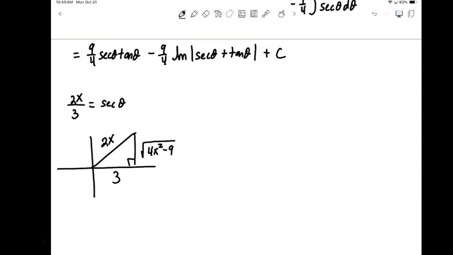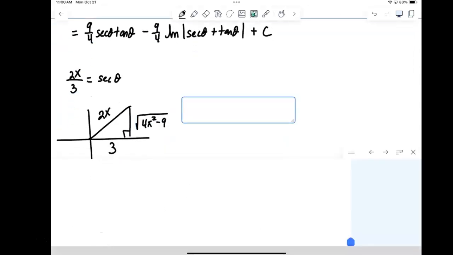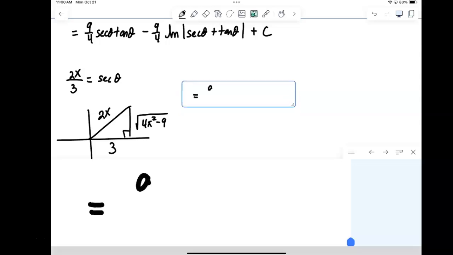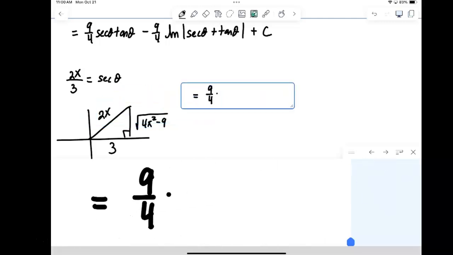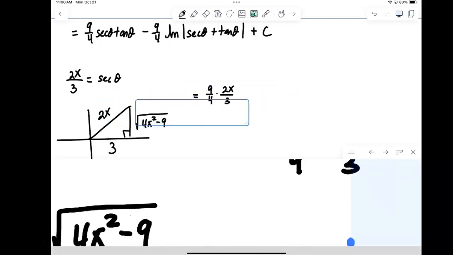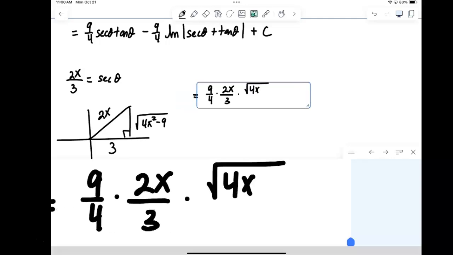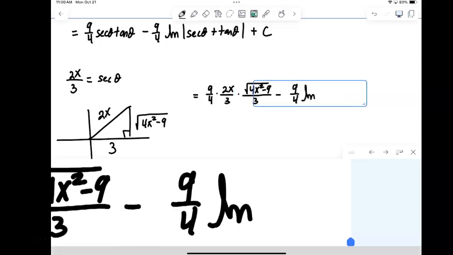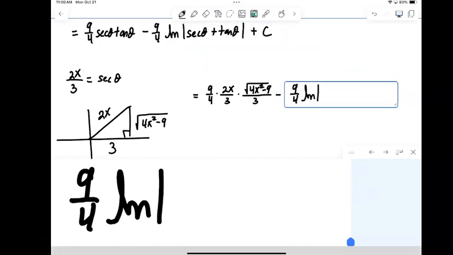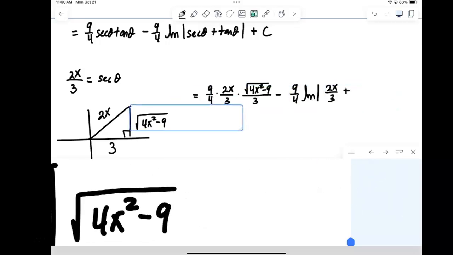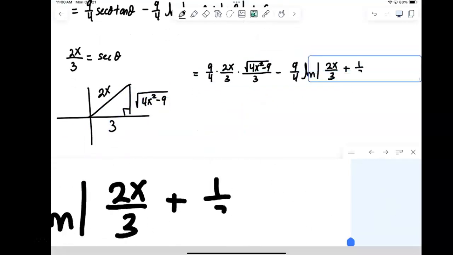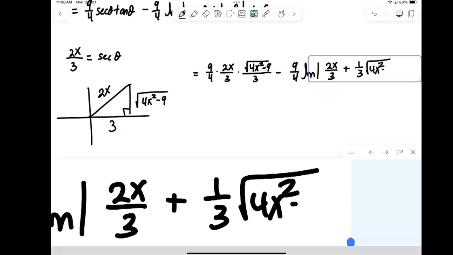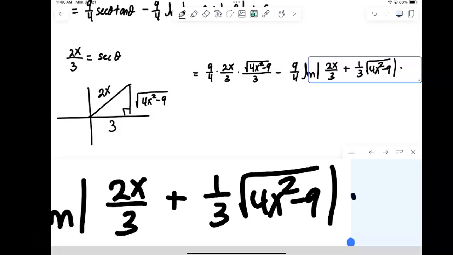So returning to my problem here, this would be 9/4 times the secant, which is 2x over 3, times the tangent, which would be the square root of 4x squared minus 9, all that over 3, minus 9 over 4, ln absolute value of the secant, which is 2x over 3, plus the tangent, which would be the square root of that stuff over 3, or alternatively 1/3 square root of 4x squared minus 9, and then of course plus our constant.